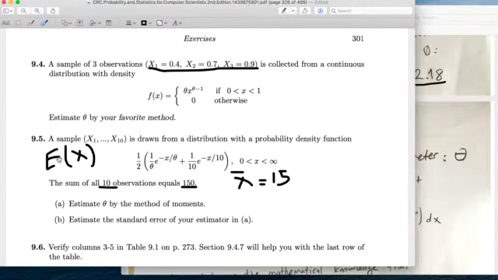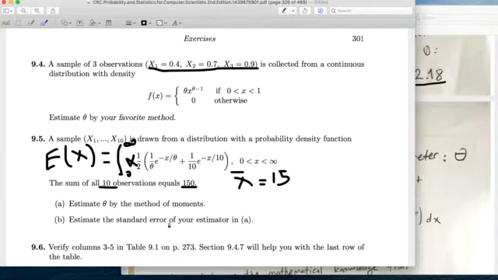So we need to compute this. In order to compute that, we need to multiply this PDF with x. All right, I need to multiply it with x and take the integral from 0 to infinity. So this is how you would find this expected value of x. And it tells us that it is estimated by the method of moments, so we are going to do that. But the second part, estimate the standard error of your estimator in part A. So that may be a little bit more difficult, but it's not that difficult.